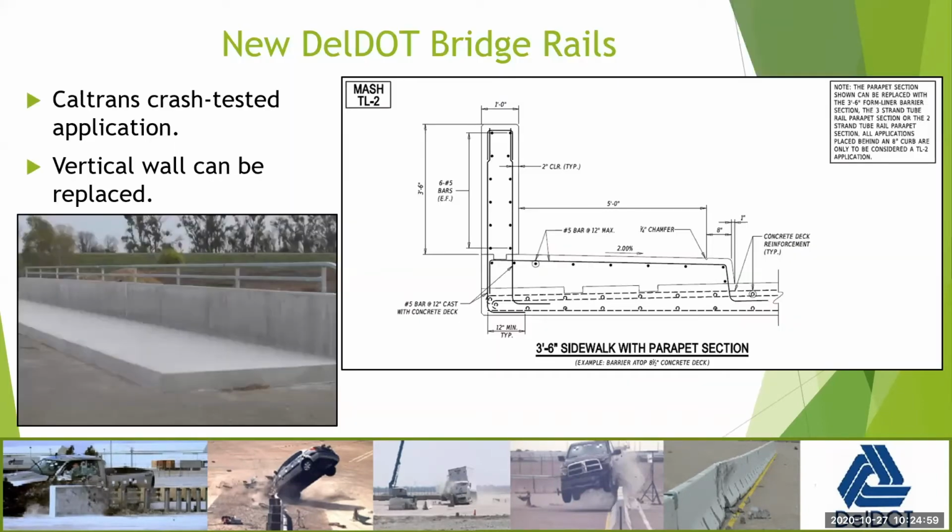The curb affects the vehicle chassis as it hits the curb. And with guardrail, it can have you either override or underride the system. And with parapet, we're talking about the instability or rollovers that come from the effect of that chassis moving. So this is a crash tested application. The vertical wall can be replaced, and we'll get into that later.